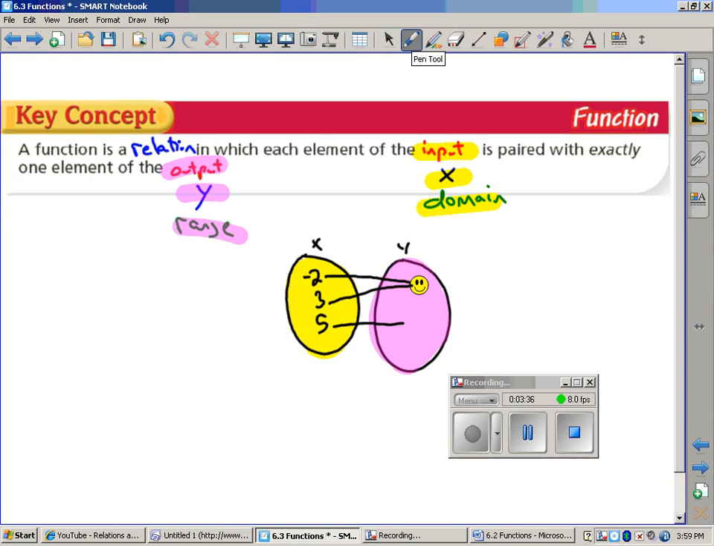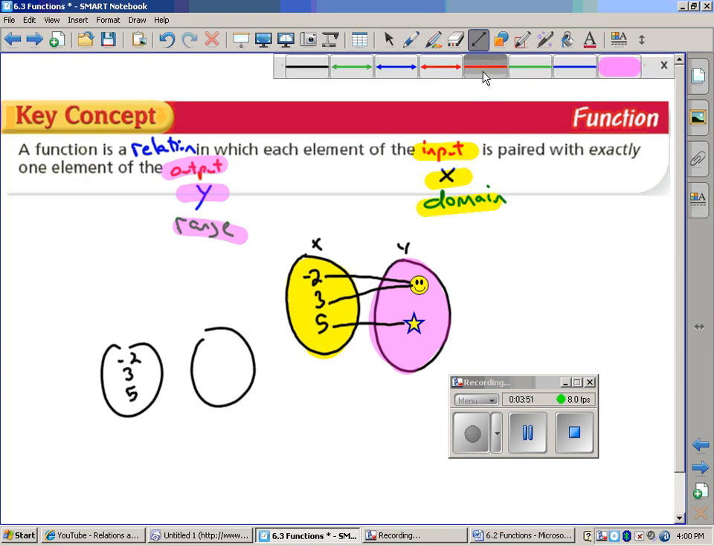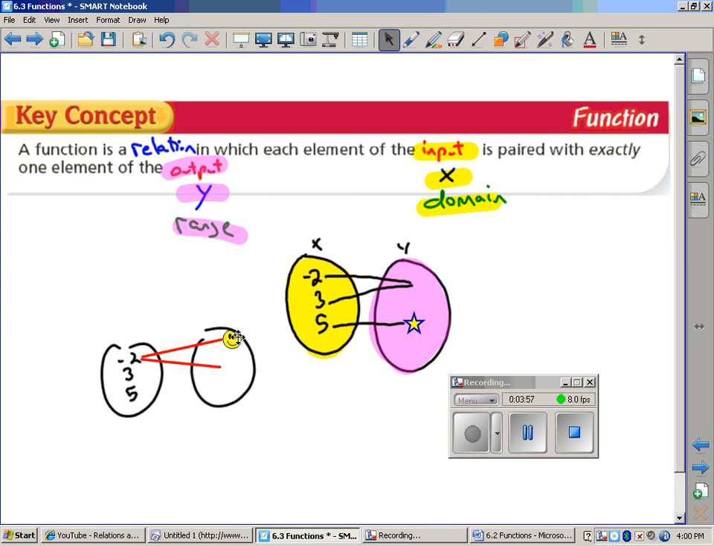And then finally, some element of the input can go to another item over here. The only thing that we can't have with -2, 3, and 5 is having something of the nature of -2 goes here and it goes here as well. If -2 goes to the smiley sometimes and to the star other times, that's bad.